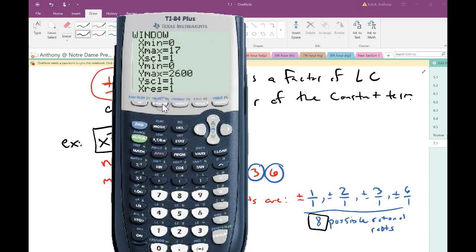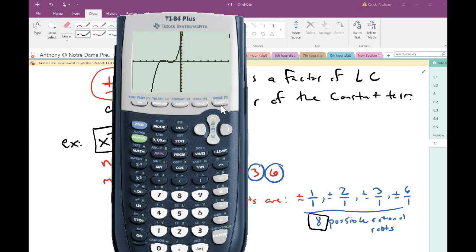I'm now going to change my window. My x min should be a little bit smaller than my minimum possible root. In this case, the smallest one is negative 6, so I'll put a negative sign. Likewise, my x max should be a little bit bigger than my biggest one. My biggest one is 6, so maybe I'll write a 7. The y min and y max don't really matter. I just need to be able to see the x-axis, so my y min needs to be negative and my y max needs to be positive. I just need to see where things are crossing.